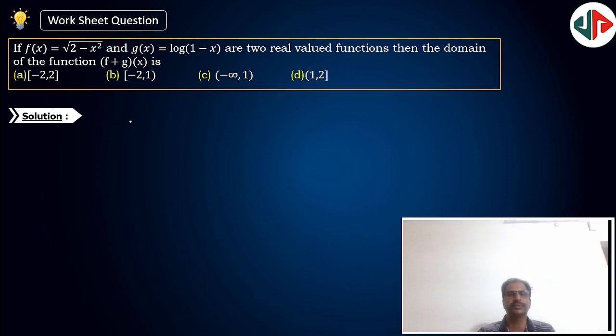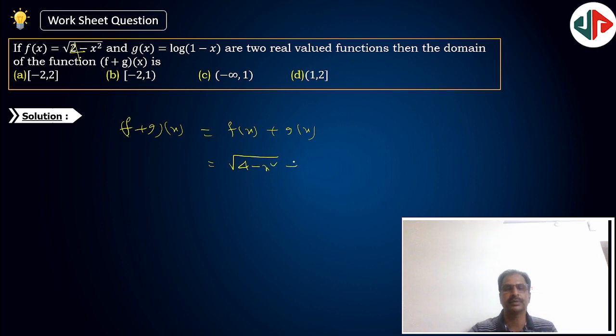Next, f of x and g of x, two functions are given and you have to find domain of f plus g of x. F plus g of x means f of x plus g of x. Already I told you, domain of sum of two functions is nothing but, say, there is a small mistake here. F of x is under root 4 minus x square. It is not 2 minus x square, it is 4 minus x square. G of x is log of 1 minus x. Already while discussing synopsis itself, I told you, domain of sum of two functions is nothing but intersection of individual domains. Find a domain for the first function.